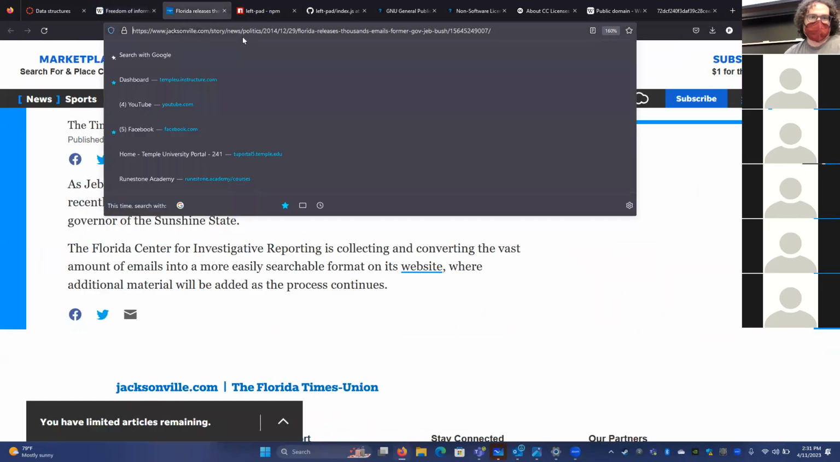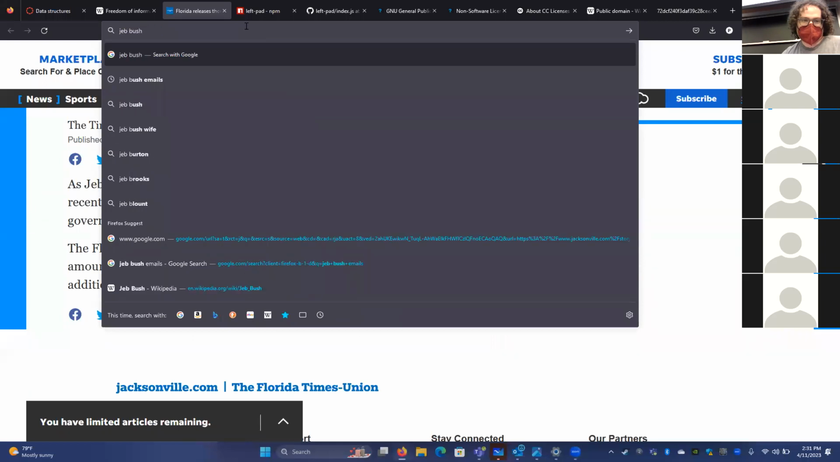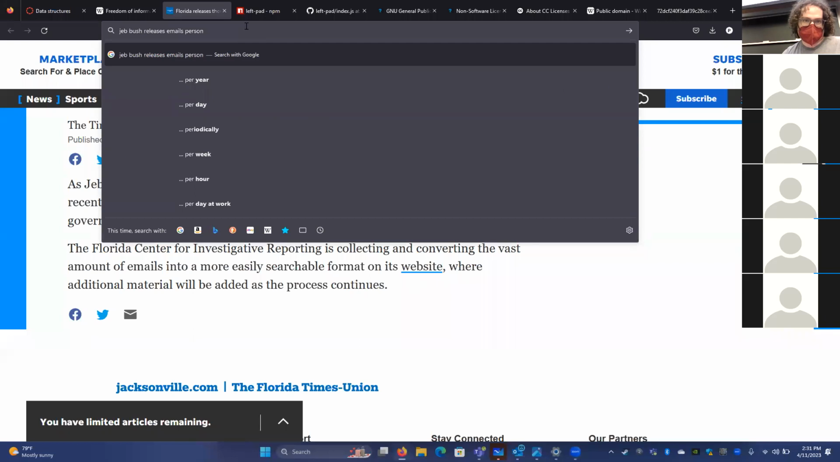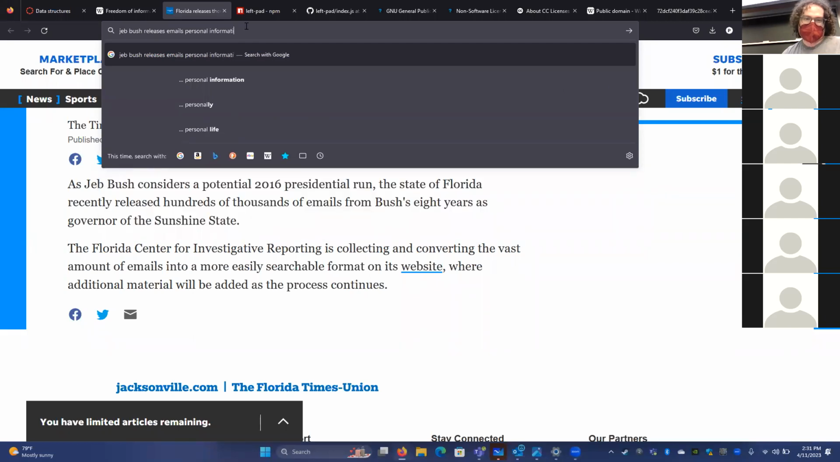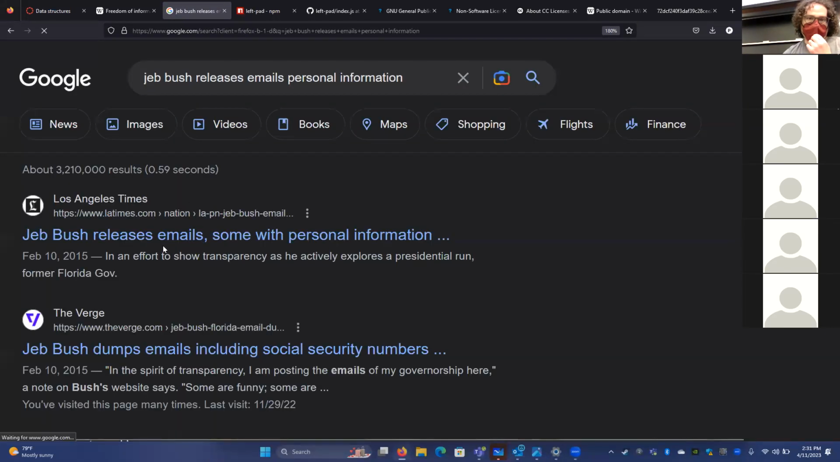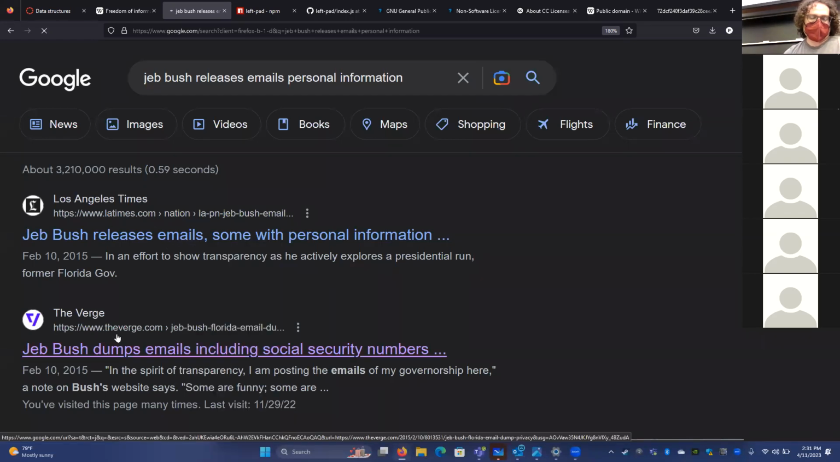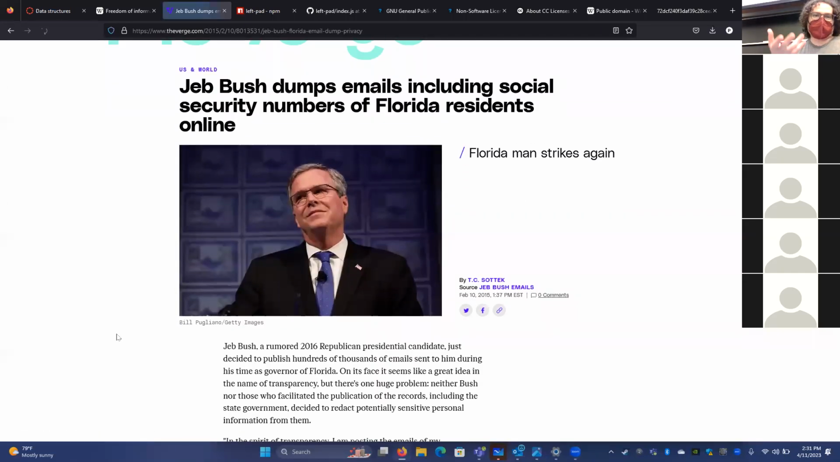So let's see if I can find Jeb Bush releases emails, personal information. Now, that being said, let's go with the Verge's article because this is what did in fact happen, which is: Jeb Bush dumps emails, including social security numbers of Florida residents online. That is the issue, that's the scandal there, or the mishap there.